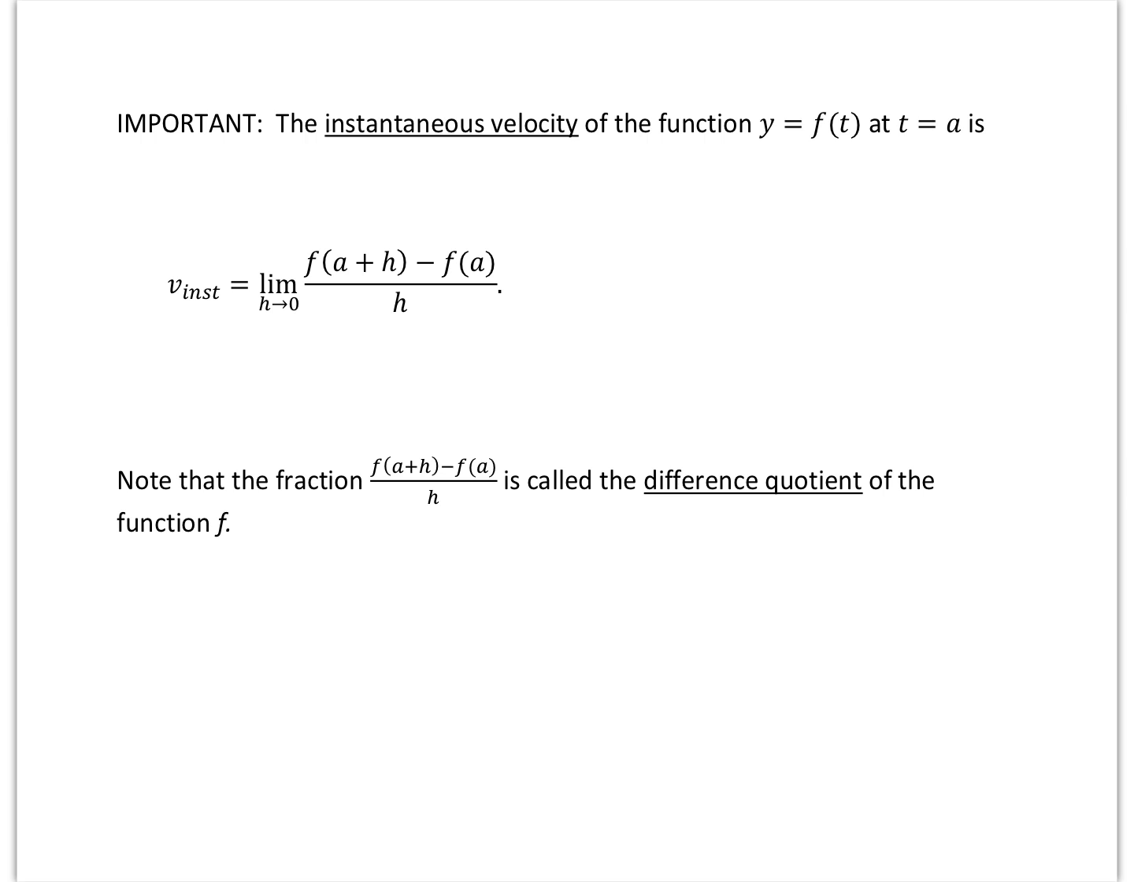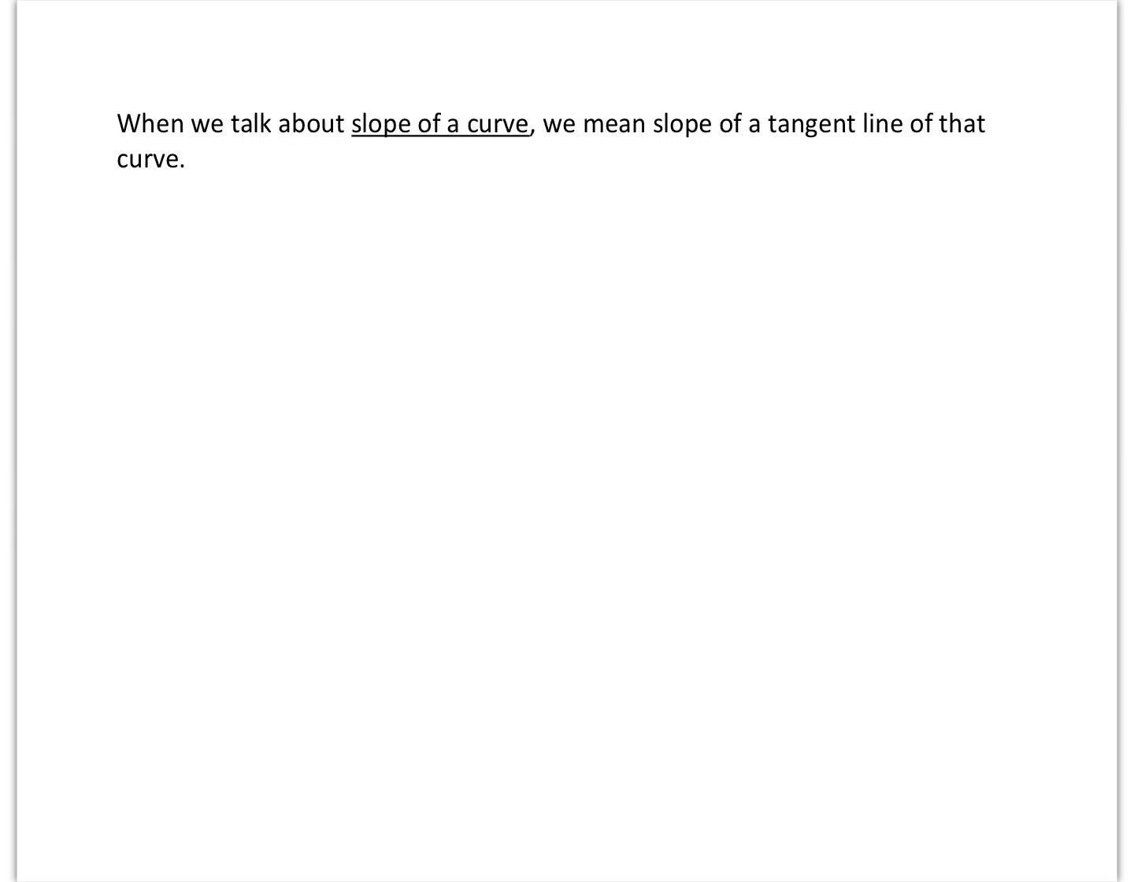Okay, very important. The instantaneous velocity of the function y equals f of t at t equals a is the limit as h goes to 0 of f of a plus h minus f of a over h. This is a definition, an important definition for the semester. And note that the fraction f of a plus h minus f of a all over h comes up so frequently that it has a name, and it's called the difference quotient of the function. When we talk about the slope of a curve, we mean the slope of a tangent line for that curve.